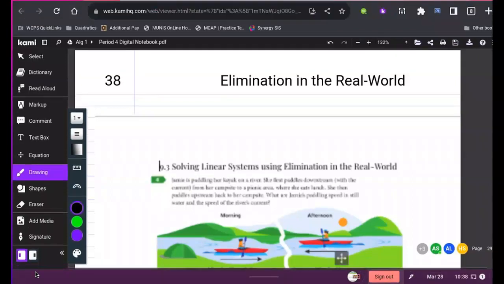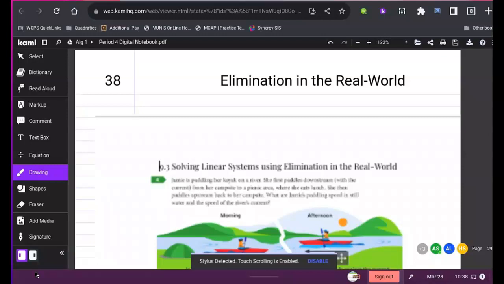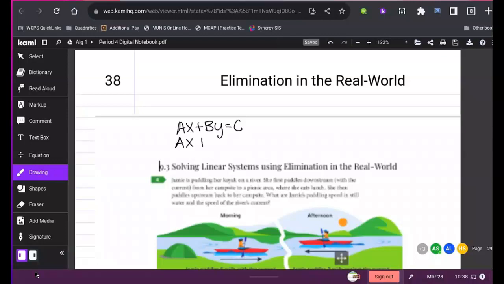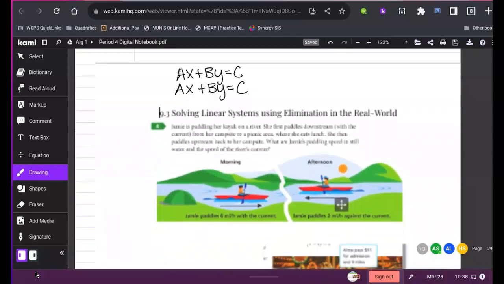So our goal for this page is to use elimination to solve a real world system. So we're going to write two linear equations that look like this: Ax plus By equals C, and we're going to write two of them. And remember, for elimination, we are going to eliminate either our variable x or our variable y first. So let's go ahead and look at an example.